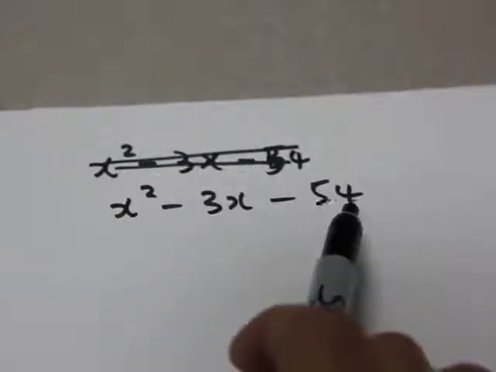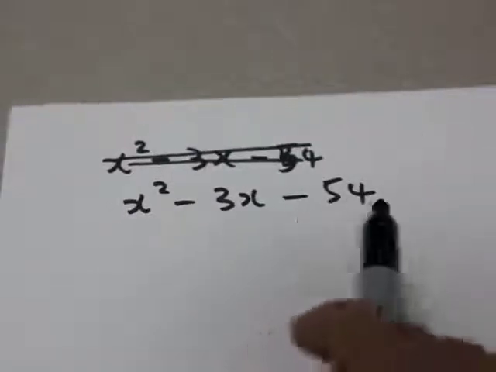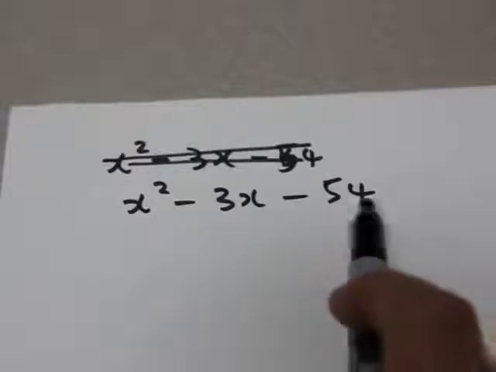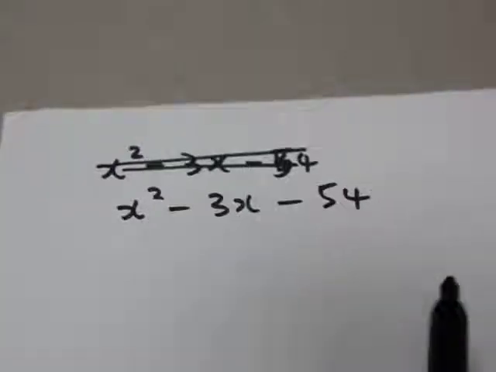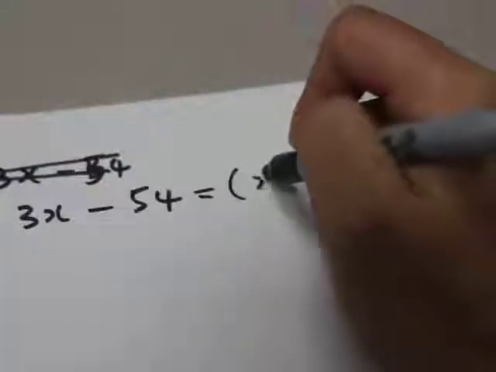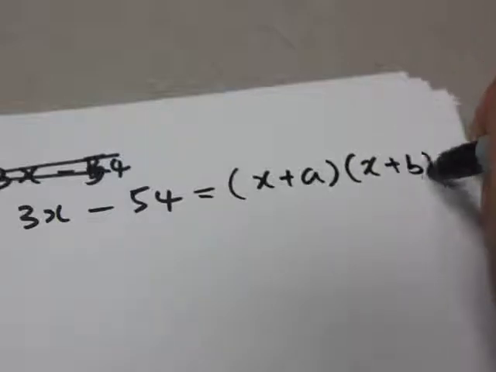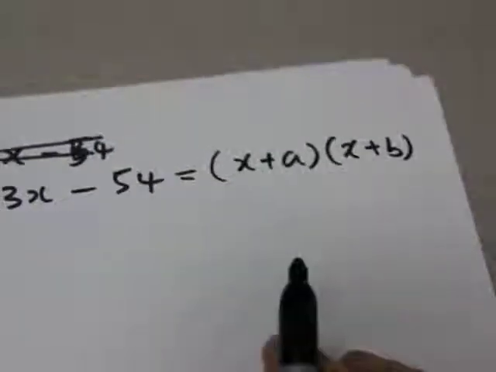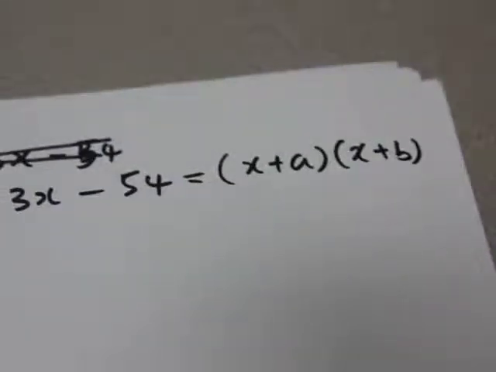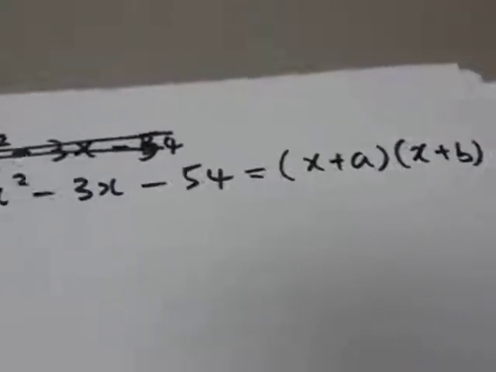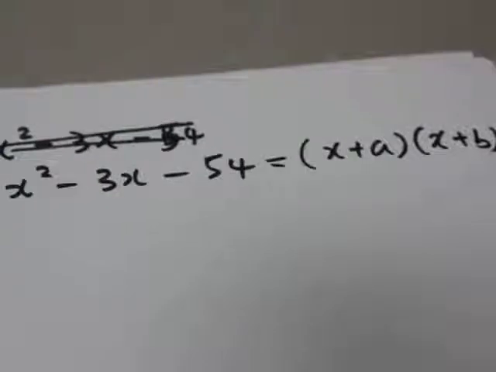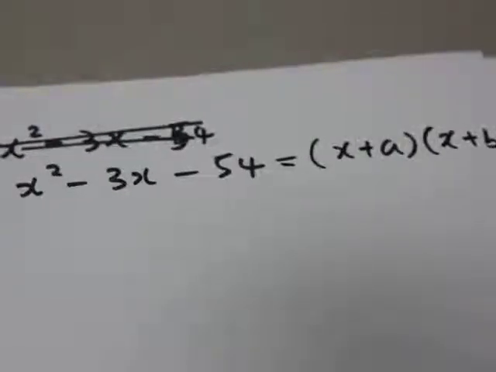Now for this problem, no, we cannot do it that way, right? Because 54 doesn't contain x. So I'm going to factor this into a product of these two binomials. One is x plus a, another one is x plus b. Now remember, we are looking for their relationship.